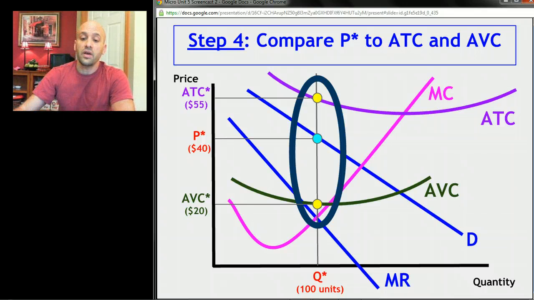Now here, notice that price right there is less than average total cost, so I know it's making a loss. But it's still greater than average variable cost. So just like in perfect competition, this is a monopoly that's making a loss, but shouldn't shut down in the short run because it's covering a part of its fixed costs.